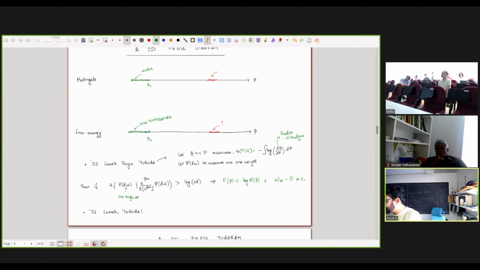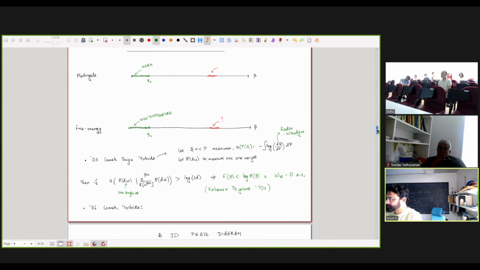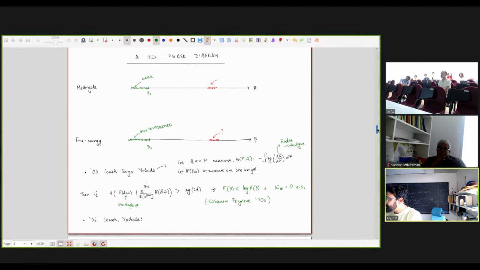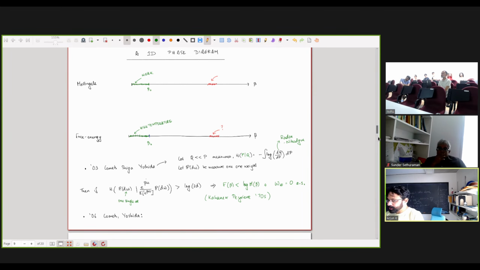So the argument they gave goes back to Ampère in the 70s, but their paper was nearly 2000. And then this picture was completed in '06 by Comets and Yoshida in an AOP paper, who showed that a monotone phase transition takes place. And I'll explain what that means.